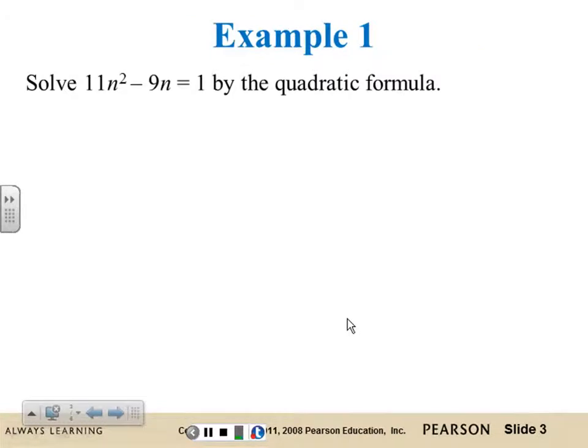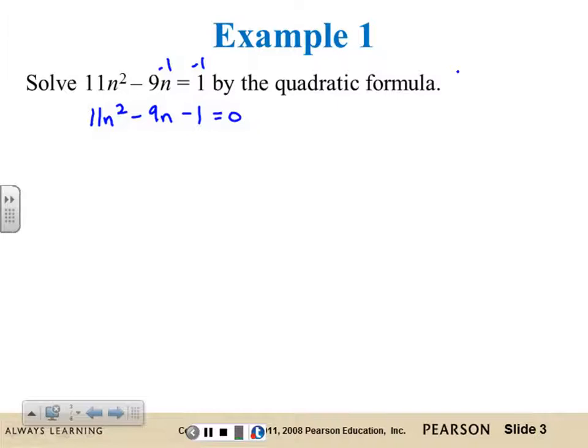Alright, so let's try this one. It says solve 11n squared minus 9n equals 1 by the quadratic formula. So, first things first, we want to get this in standard form, which means it has to be set equal to 0 in descending form. So we're going to have 11n squared minus 9n minus 1 equals 0. All I did was minus 1 here, minus 1 here. Alright, so now I have it in standard form, and I have no fractions. So we're ready to use the quadratic formula.